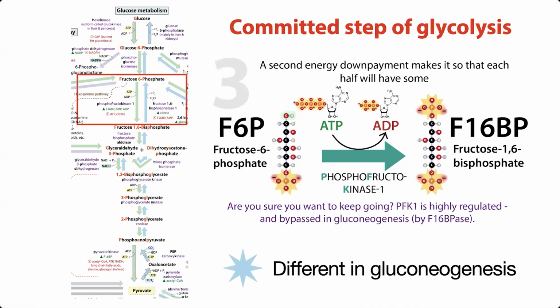So in this step, the phosphofructokinase 1 is actually going to take a phosphoryl group and transfer it onto the fructose 6-phosphate at that one position that we just freed up to give us fructose 1,6-bisphosphate. And this is what we consider the committed step of glycolysis.